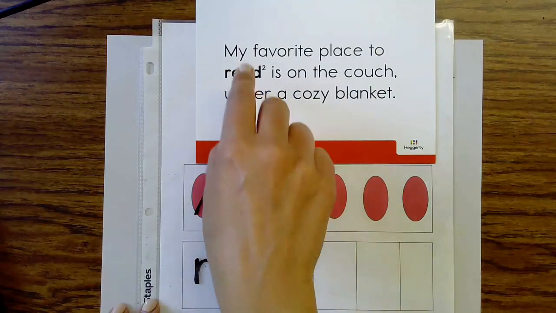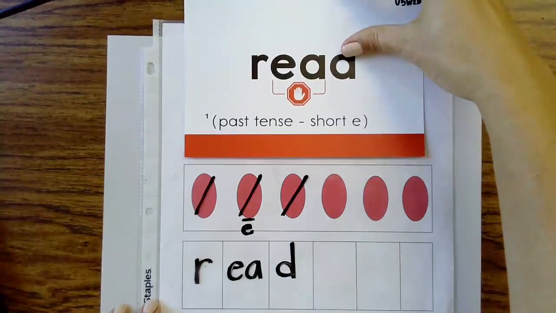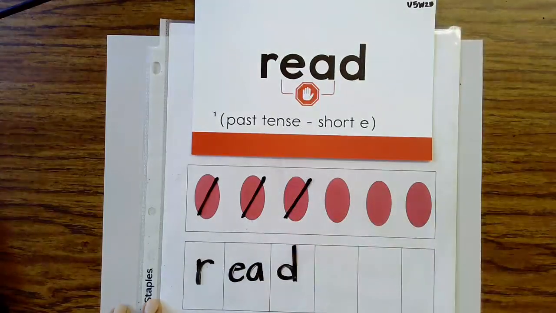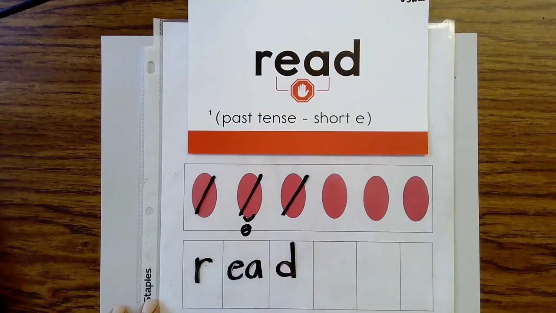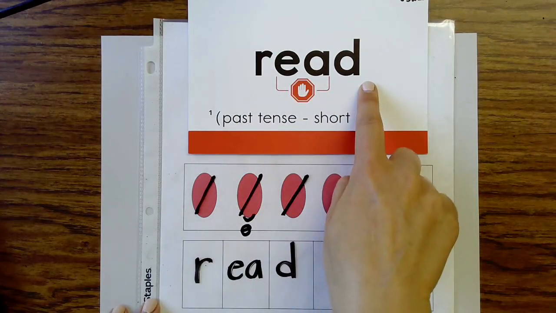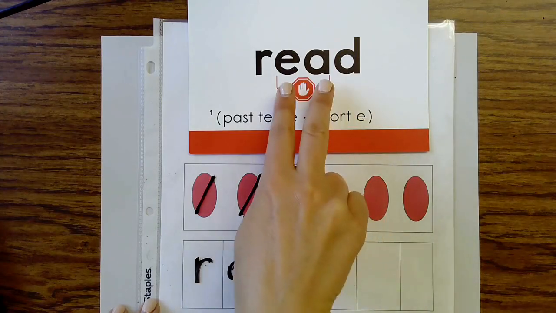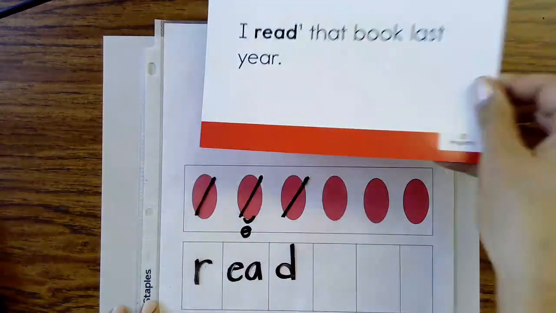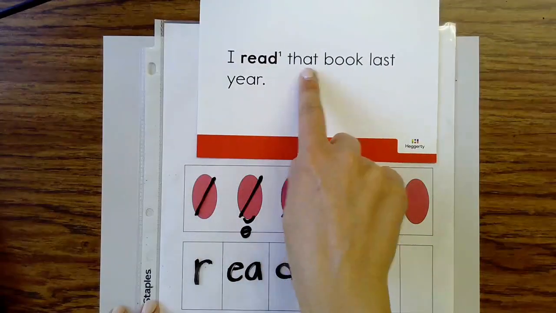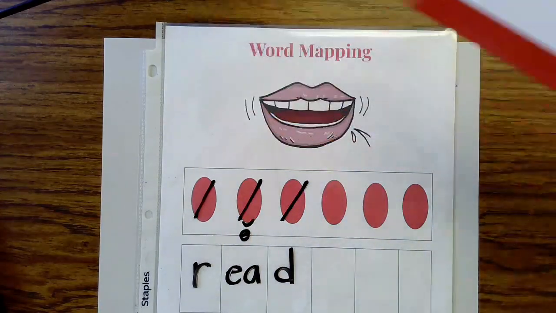The word is read. Now, read can also be said as past tense. And when it's past tense, that long E turns into a short E. It turns into the word read, like I have already read that book. Let's sound out read. Sounds like a short E, but still spelled with that vowel team. Read. For example, I read that book last year. Read, meaning I've already read it.